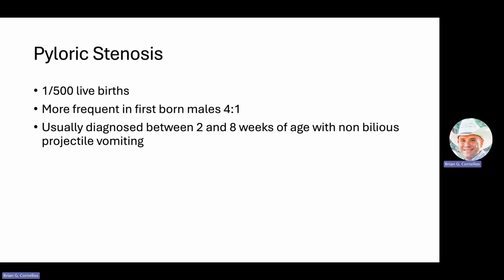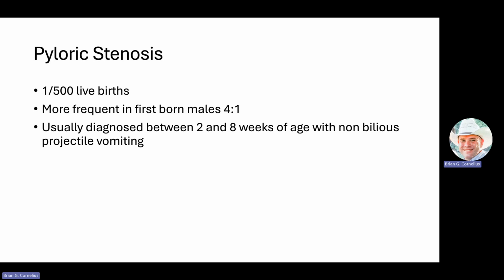All right, we're going to move on to pyloric stenosis, which is far more common than any of the other two defects that we've talked about so far, 1 in 500 live births. It's more frequently found in firstborn males, 4-to-1 ratio. And it's usually diagnosed between 2 and 8 weeks of age.